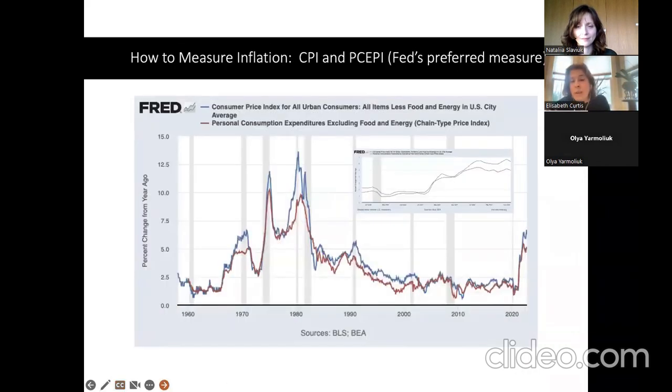So here are the two measurements that I mentioned to you, the core CPI and the core PCE. If I'm going to discuss inflation with you, these are the two pieces of data we might look at. And you can see in the little box, and your eyes will be better than mine, what I've tried to show you.